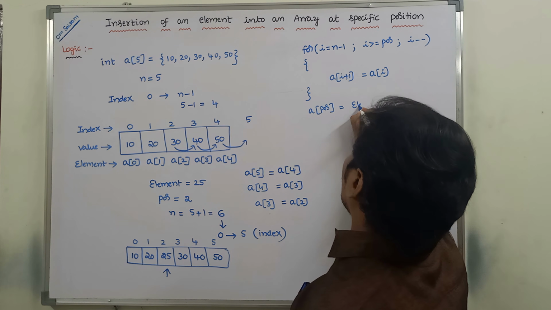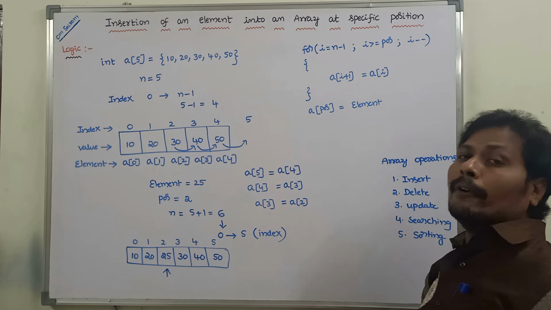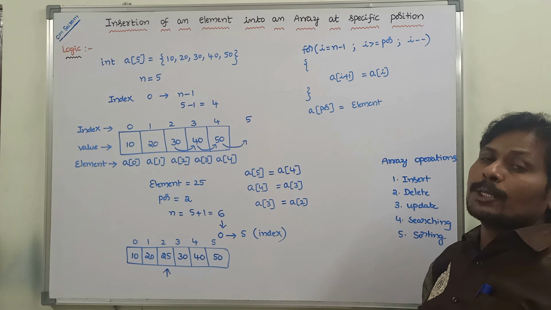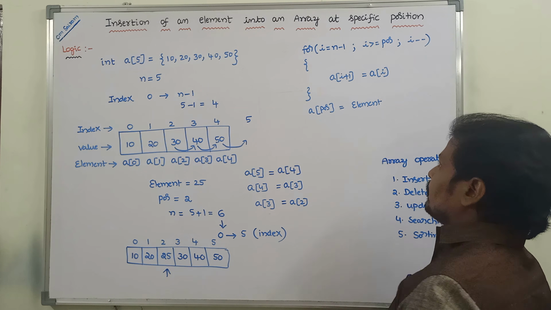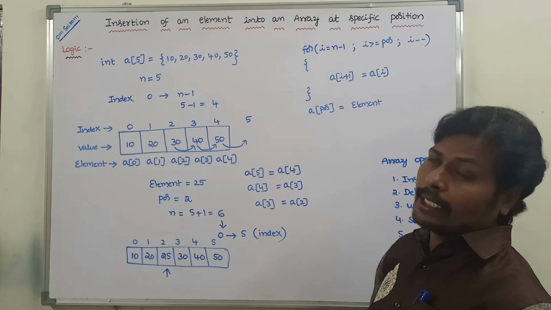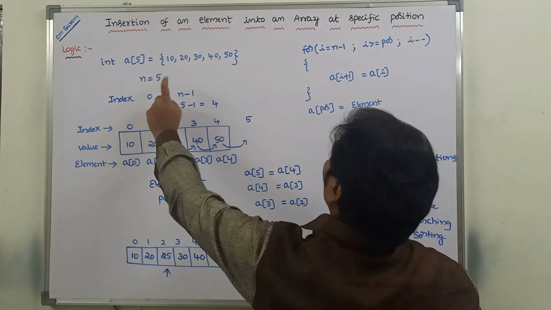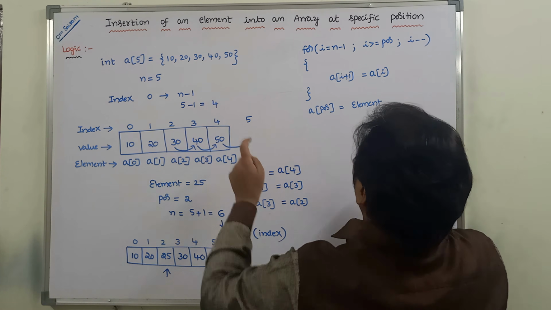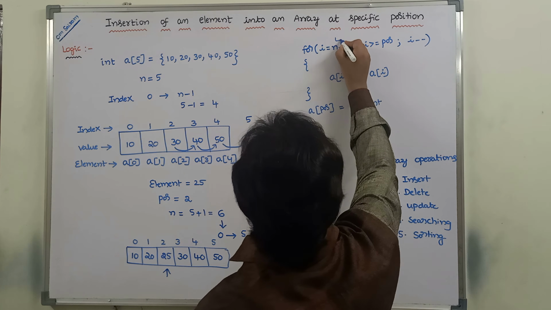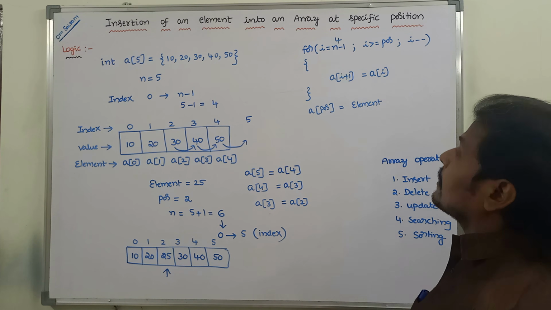So this is the logic we have to follow for inserting an element into a specific position of an array. First, we are tracing this logic. I is equal to n minus 1. First, n value is 5. So n minus 1 means 4. First, starting with I is equal to 4. N minus 1 means 5 minus 1, that is 4.